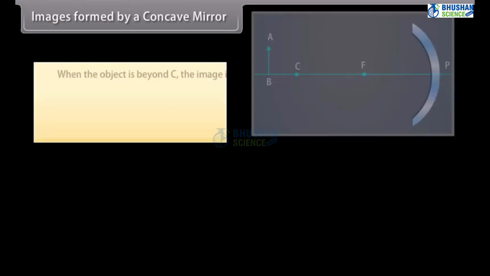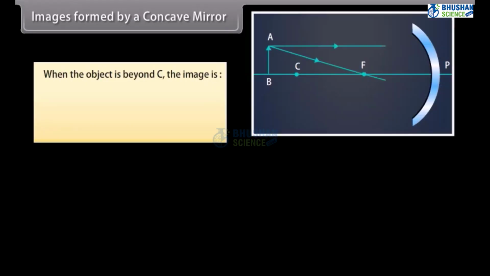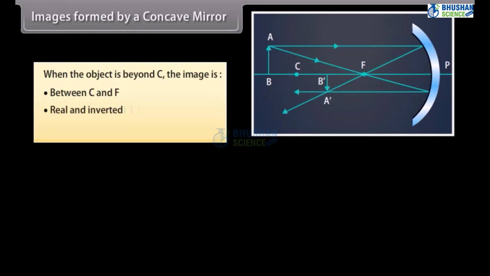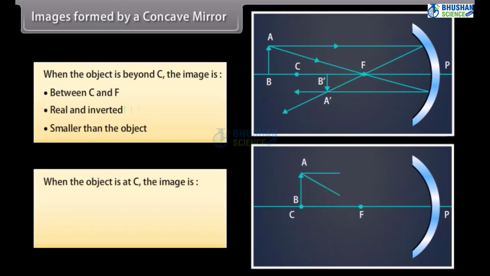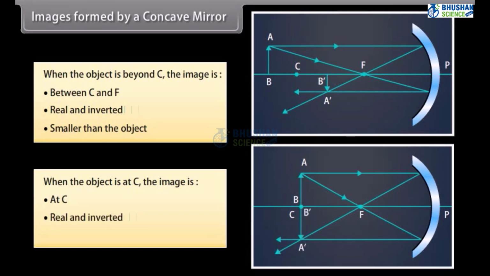Images formed by a concave mirror. When the object is beyond C, the image is (a) between C and F, (b) real and inverted, (c) smaller than the object. When the object is at C, the image is (a) at C, (b) real and inverted, (c) same in height as the object.